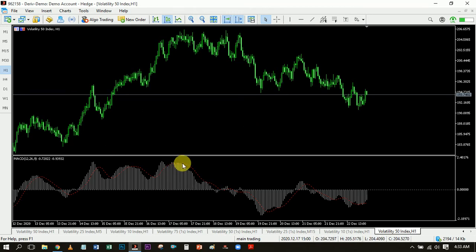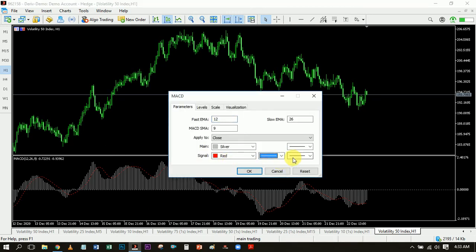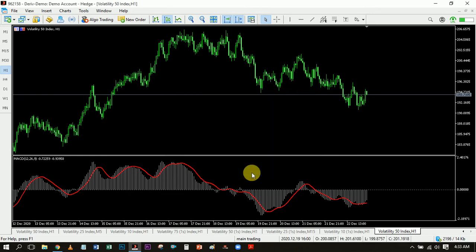Okay, let me change this line to something thicker. Let's use this. Alright, that is good. Now there are several characteristics of your MACD. You have the MACD on the zero line. You can see this, your zero line. This is the line that demarcates the overbought region and the oversold region. The overbought region is the region above the zero line, and the oversold region is the region below the zero line.